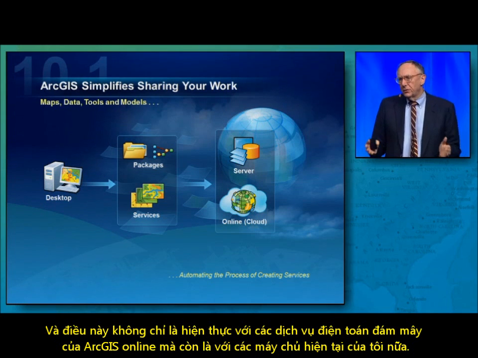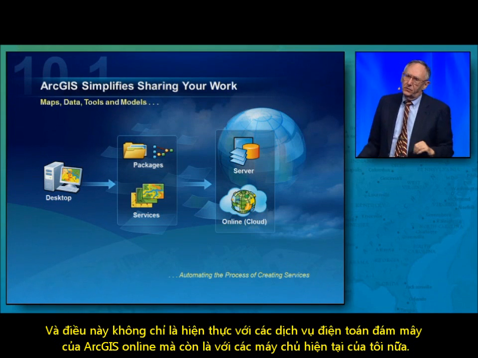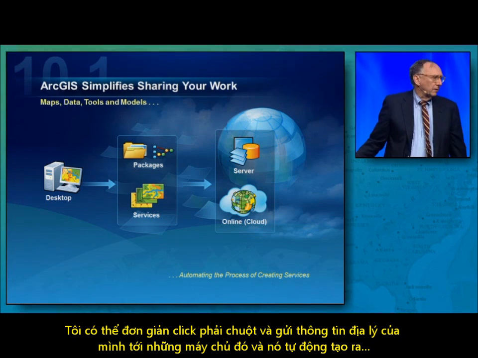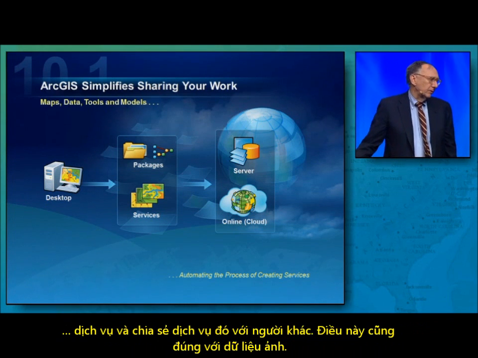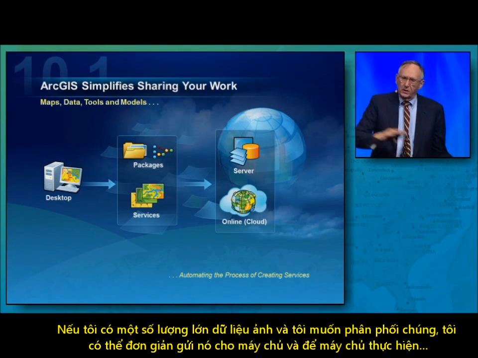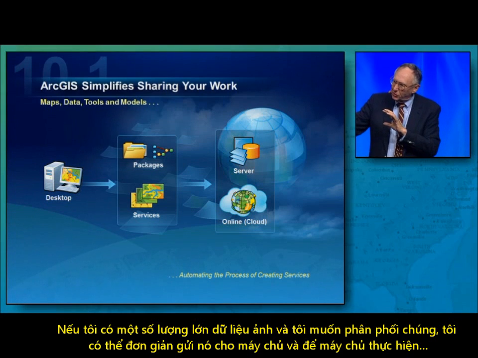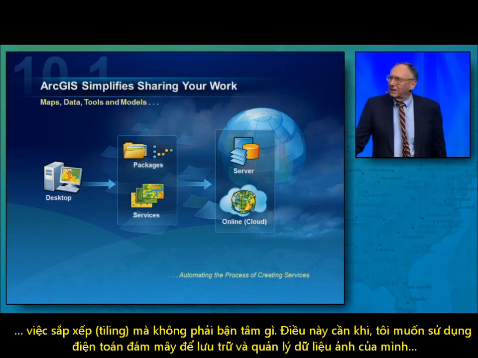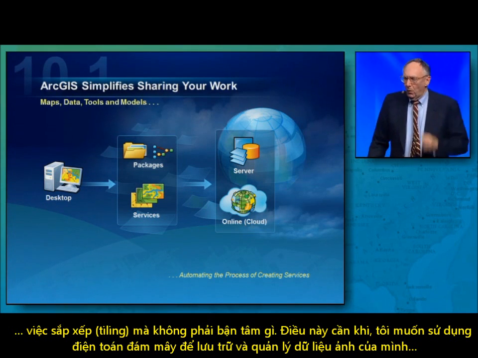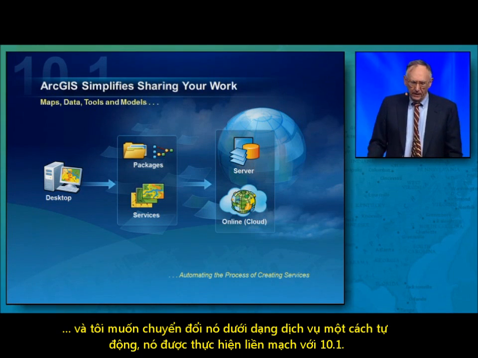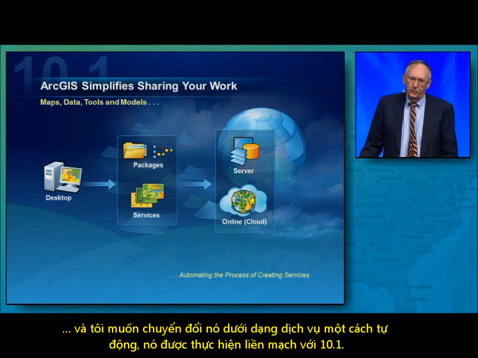And this is not only true with ArcGIS Online cloud services, but also my existing servers. I can simply right-click and send my geographic knowledge to these servers, and it automatically creates the service and makes it available to others. This is true also for imagery. If I have tons of imagery data and I want to serve it, I can simply send it over to the server and have it do all of the tiling without any headaches. This idea of I want to use the cloud to store and manage my imagery data, and I want to turn it into a service automatically. It's just seamlessly taken care of with 10.1.